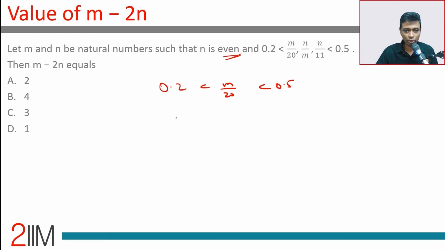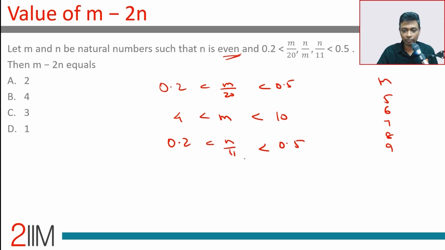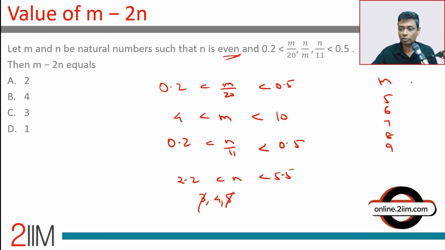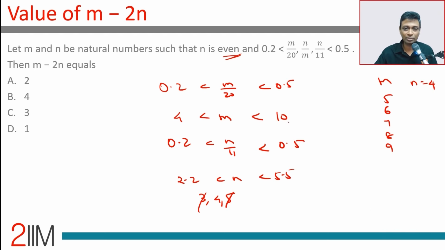0.5 is half, so we can just cross multiply. So 0.2 into 20 is 4. 4 less than m less than 10. So m can take values 5, 6, 7, 8, 9. Likewise, 0.2 less than n by 11 less than 0.5. 2.2 less than n less than 5.5. n can take values 3, 4, 5. n is even, so n can be only 4. Fine. Life is even simpler.